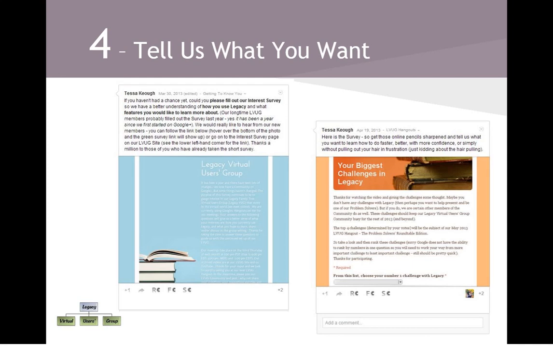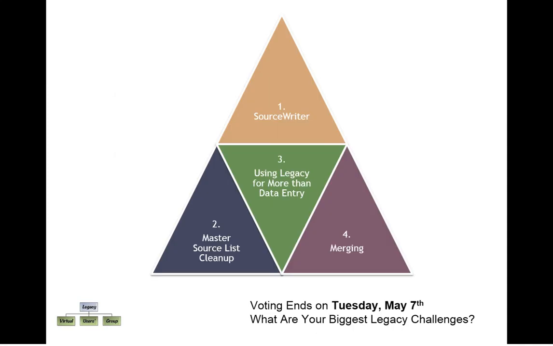So, which challenges are leading in the voting so far? In first place, SourceWriter. In second place, Master Source List Cleanup. In third place, using Legacy for more than data entry. And bringing up fourth place, merging. But we still have a week, so why not take a look at the challenges and make your voice heard by voting?